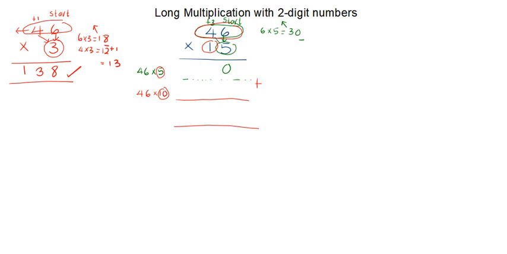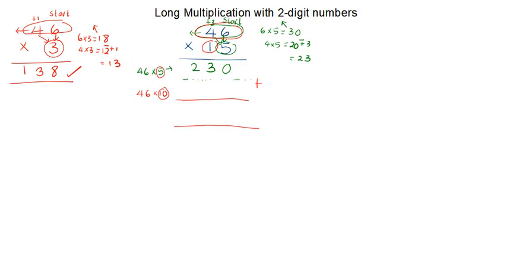Then 4 times 5 is 20. Plus the 3 we carried, it's going to give us 23. So we're going to get 23 here. I'm going to write 23 because there are no other numbers to multiply with. So it's just 230. That means 46 times 5 will give us 230.